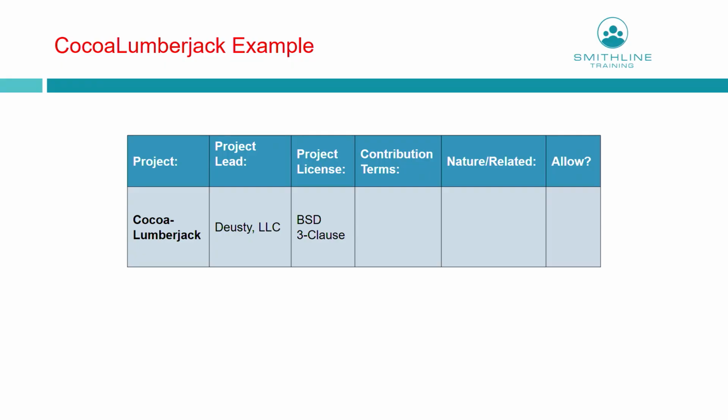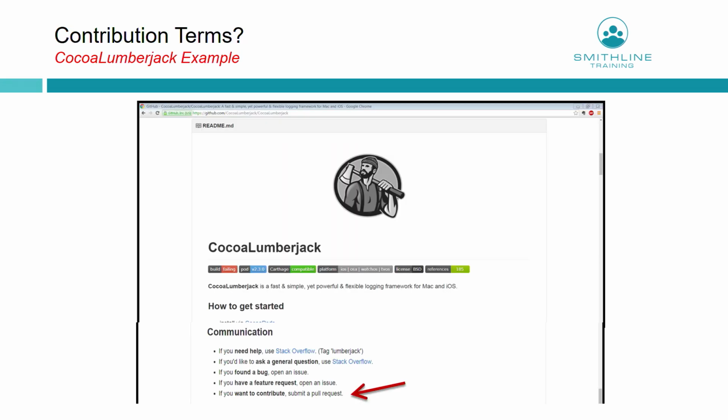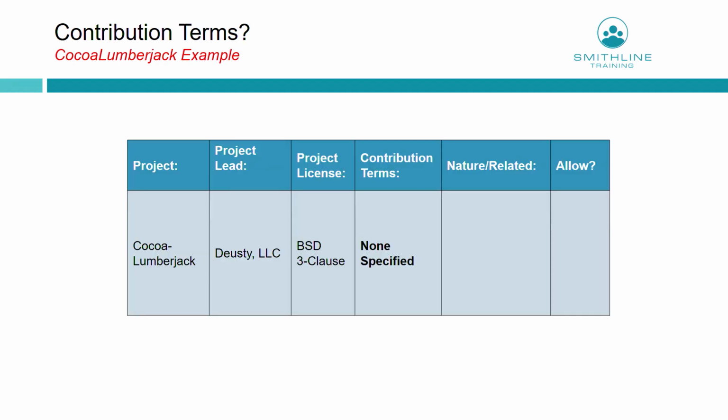So the second example is Cocoa Lumberjack, and Cocoa Lumberjack happens to be code that's used to log activity on a mobile application and report that back to the server. And in this case, as I mentioned before, it's under the BSD license. In this case, when you go to look for the contribution terms, what you find out is that there are no terms. So in the repository for Cocoa Lumberjack, no contribution terms are specified. So that's the first thing we need to take into account.